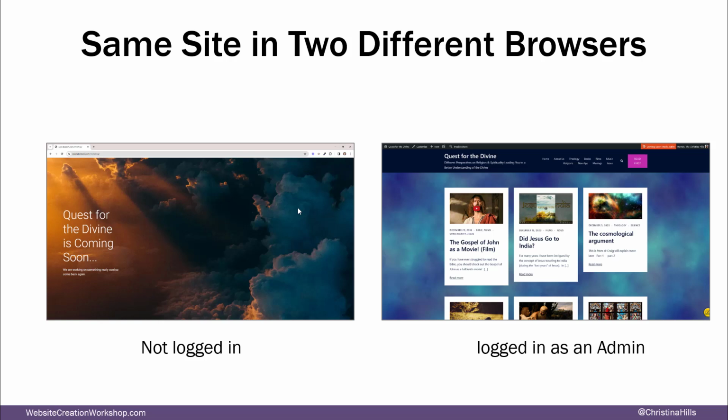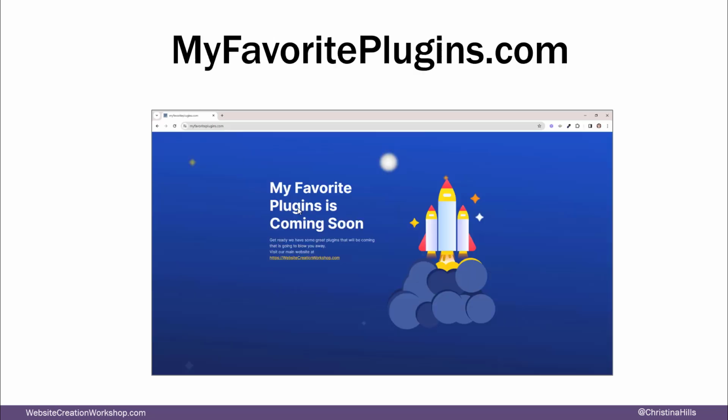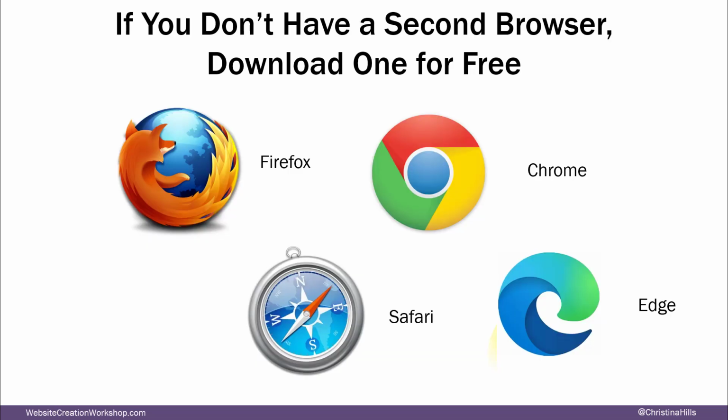So I like to teach with pictures and then demo on the internet. And then here's another site, myfavoriteplugins.com, and I just keep that around in case somebody wants to see, hey, what does a coming soon site look like? If you don't have a second browser, you want to go ahead and download it for free. So you pick, and there's others too. There's Avast and there's Opera. I just picked the most popular ones. So Firefox, Chrome, Safari, Edge.